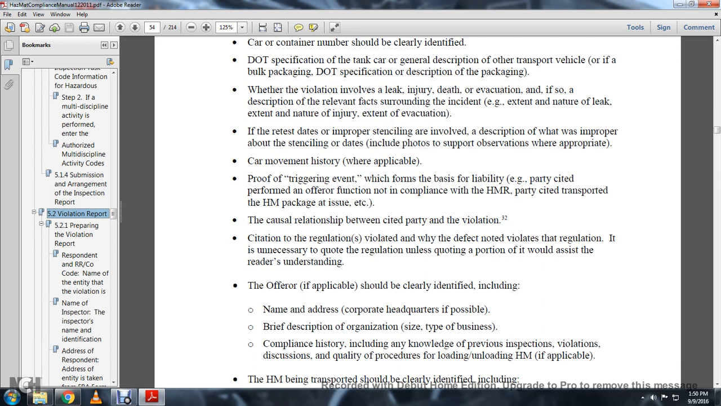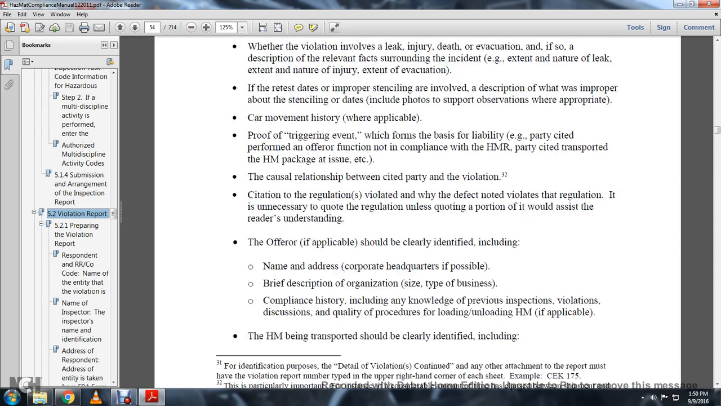It is unnecessary to quote the regulation unless quoting the portion that would assist the reader in understanding. The offeror, if applicable, should be clearly identified, including name, address, corporate headquarters, and a brief description of organization size and the type of business, and compliance history, including knowledge and previous inspection violations, discussion of quality procedures for loading and unloading hazmat material, if applicable.